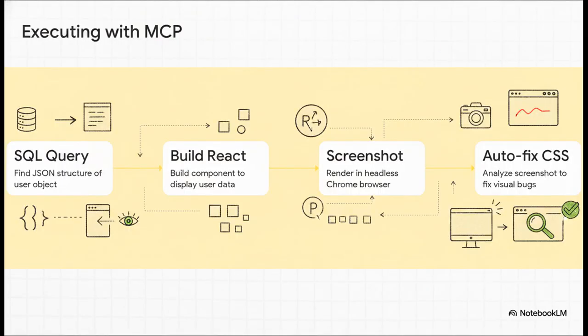Here is an insanely cool real-world example of MCP in action. Imagine telling your agent to build a user interface based on your database. First, the agent breaks out of the text editor and executes a SQL query to your local Postgres database to find the exact JSON structure. Second, it builds the React component. Third, it spins up a headless Chrome browser using Puppeteer, renders the component, and takes a screenshot. And fourth, it actually analyzes that screenshot visually to automatically fix a CSS bug.